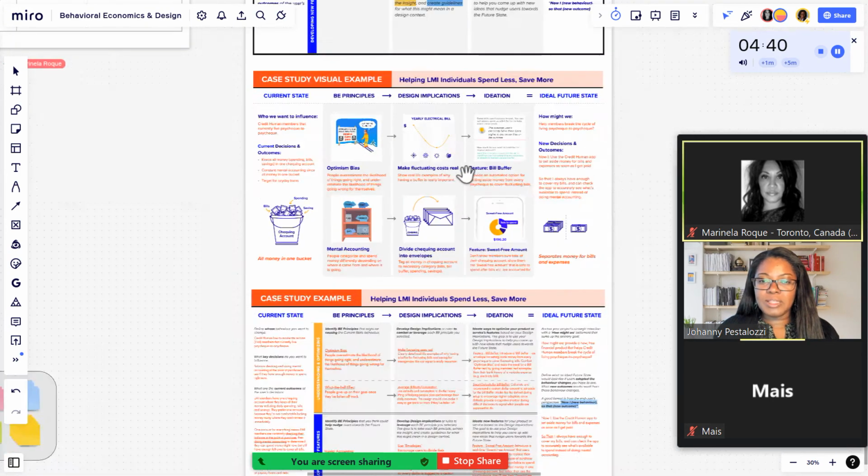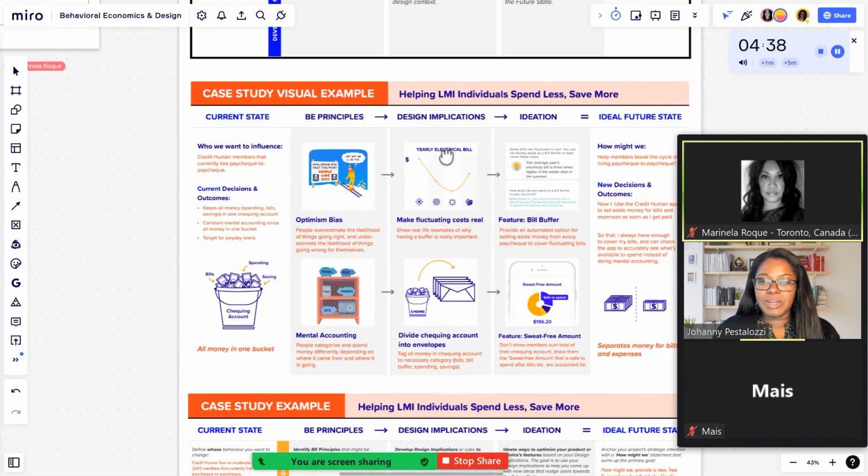You can always look at the bottom for an example to see. So here essentially it's describing what feature there could be, and in the ideation phase we will then start ideating how that may look in a digital interface.